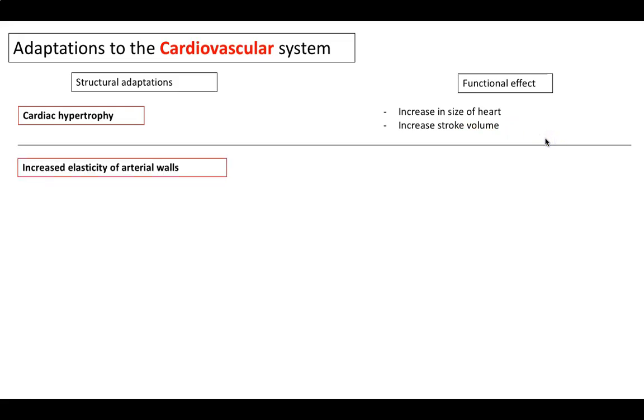Increased elasticity of arterial walls, which means we're going to get an increased vasoconstriction and vasodilation to distribute cardiac output, i.e. our vascular shunt is going to become more efficient.